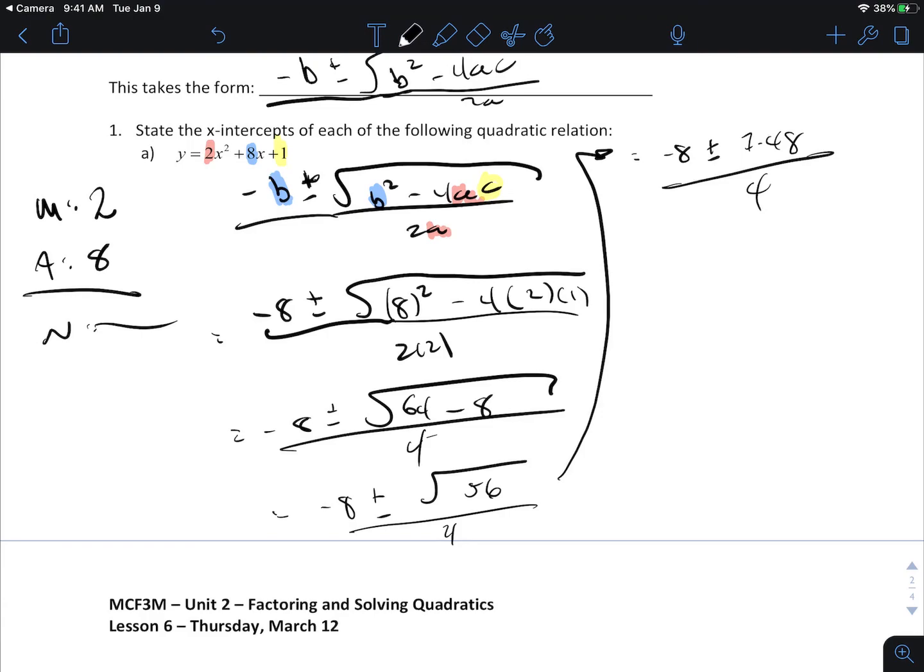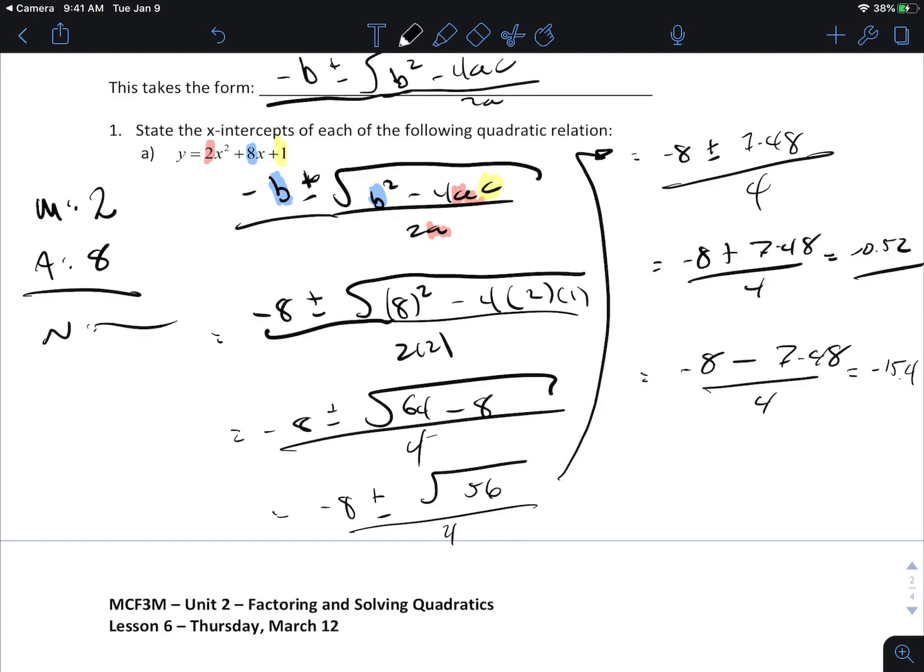No, hold on. Let's finish this. Negative 8 plus 7.48, what's that? I'll do the plus one first. What's that equal to? Somebody give me a number. Okay. And then I get negative 8 minus 7.48, divided by 4. What's that? Negative 15.48, so 15.5. Okay, those are your roots. So you have one root at x equals negative 0.52, and the other one's at, did you want the divided version? That's negative 0.13, sorry.